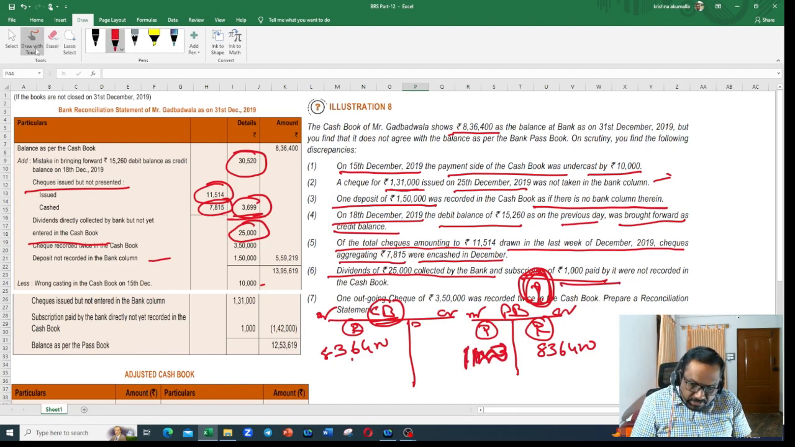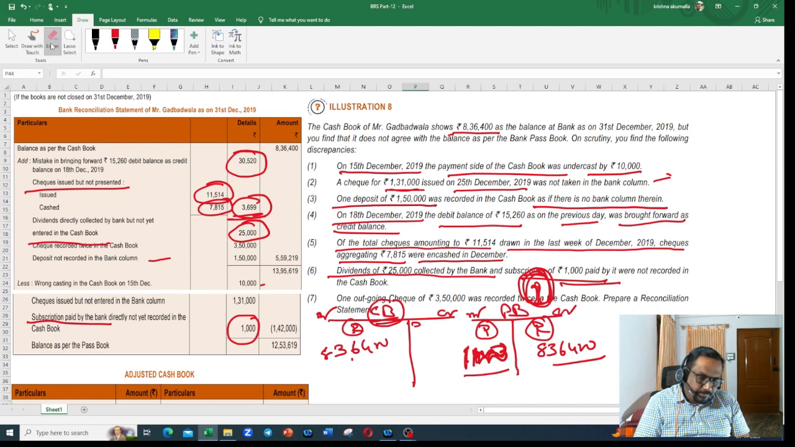So let me put 1,000 here. This 1,000 is debited here in the passbook. Since the 1,000 is debited in the passbook, already credit is there and 1,000 is debited, because of which the balance got reduced. So my passbook balance got reduced, so I need to subtract this. 1,000 I subtracted, saying that subscriptions paid by bank but not recorded in cash book, 1,000 I recorded. Are you clear now? Right. Next.